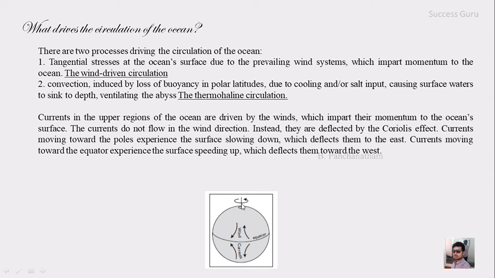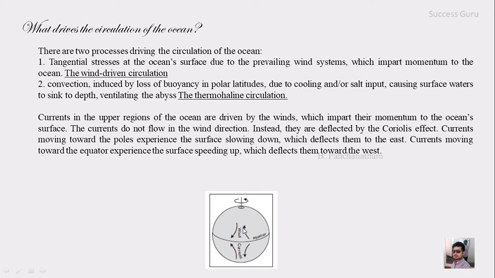And if a current is moving from pole to equator, what happens? It has to speed up, right, and that results in shifting of anything towards the west. In the same way, if any object moves from equator to the pole, the earth is rotating faster in this region, so the sudden slowing of the surface leads to this thing shifting towards the east.